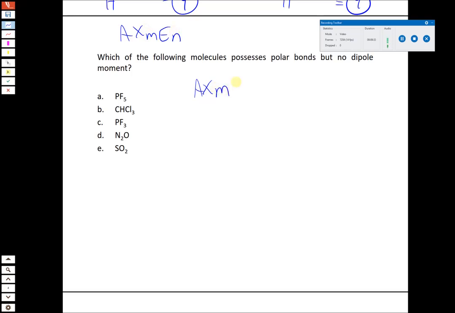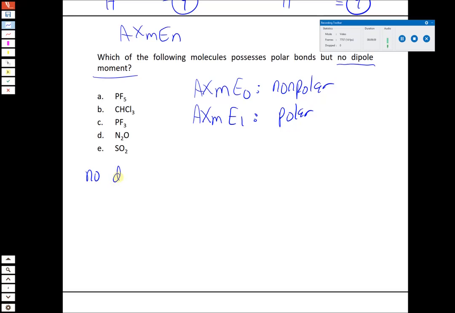If you have an AXm structure with no lone pairs, we could call it AXmE0, those are going to be nonpolar. This is for situations where you have one central atom and one type of outer atom bonded to it, which is going to be true for most of these. If you have AXmE1 with one lone pair on the central atom, no matter what, this is going to be polar. And then if you have more than one lone pair, there's a few possibilities, so I won't go through all of them. But essentially in this type of problem, we're looking for a molecule that has no dipole moment. No dipole moment is the same way as saying nonpolar.